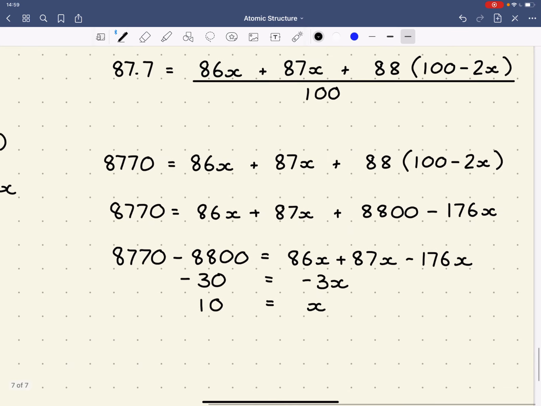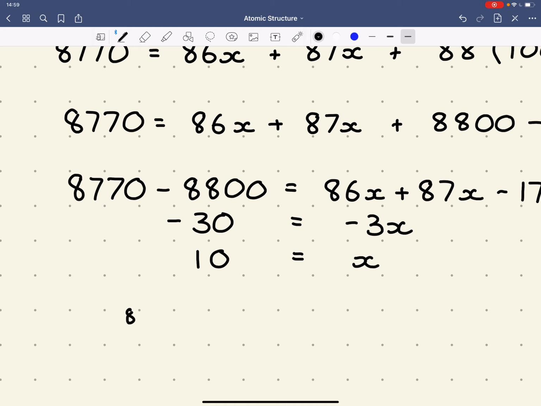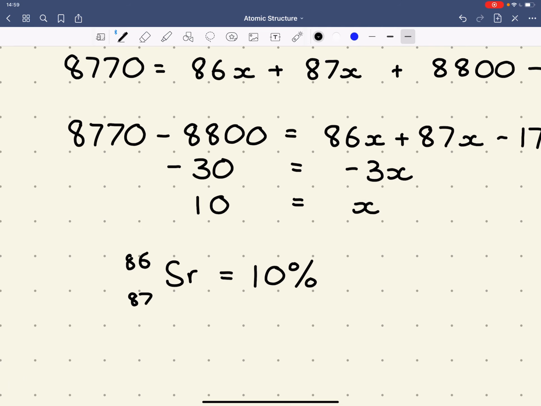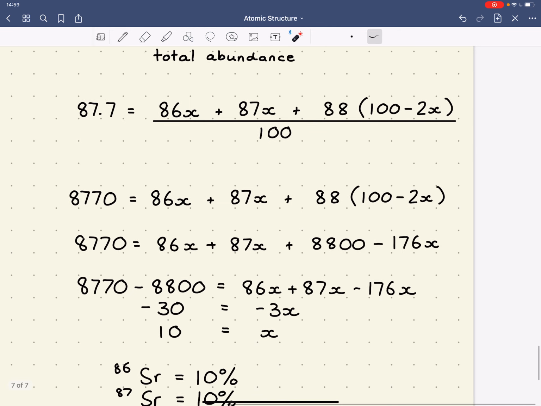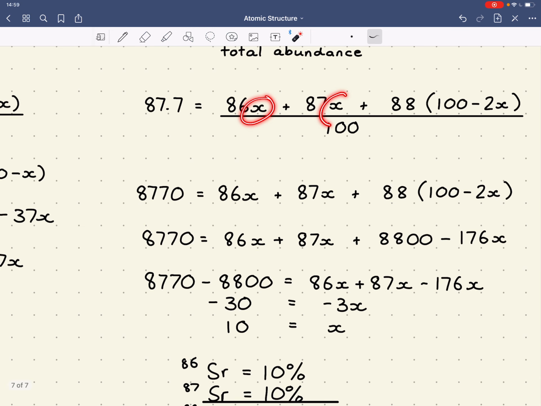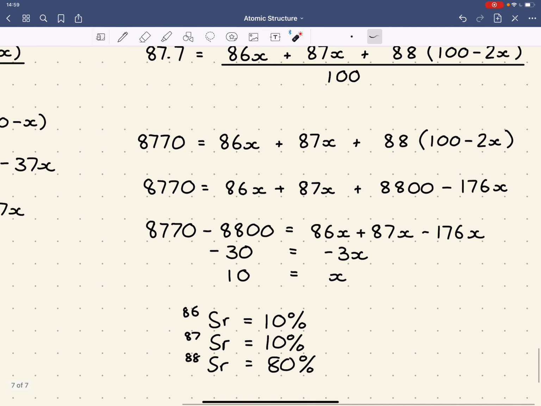So what does that tell me then? It tells me that the strontium-86 is 10%, and we know that the strontium-87 is the same, so that must be 10%, and the strontium-88 is 80%. You can see from this calculation that these are both 10, therefore 100 minus 2 times 10 is 80, and that is the answer to that one.